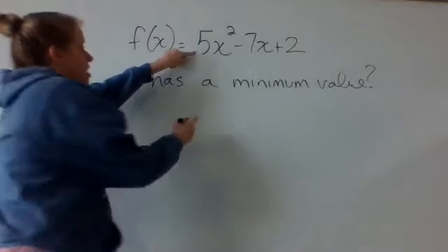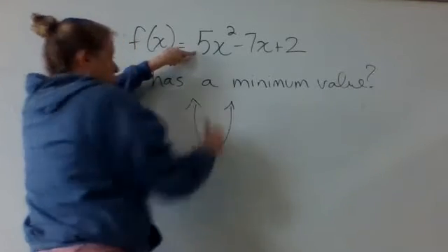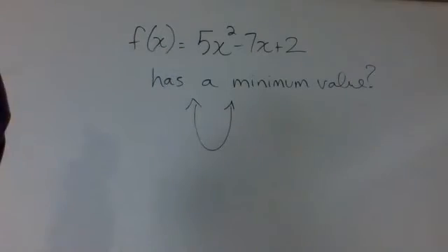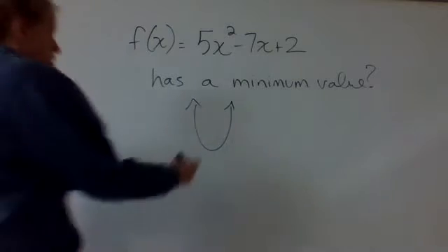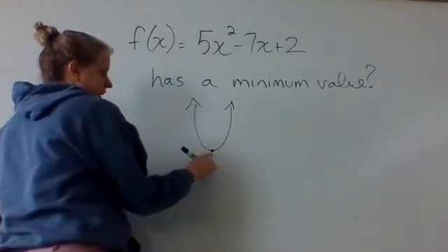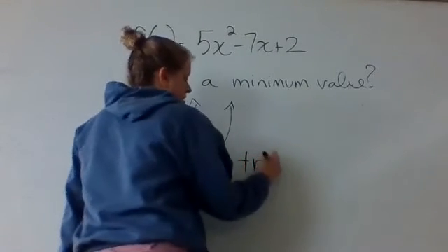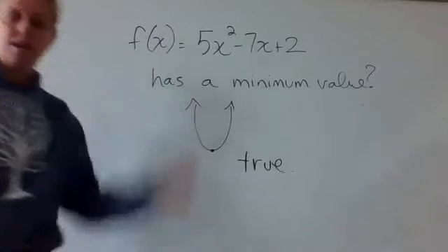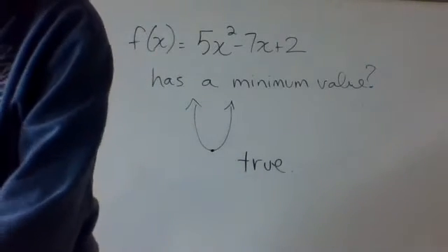Well, the x squared is a positive number, which means your parabola will be right side up, which means, yes, its vertex is at the minimum. So that is a true statement, right? It would be at the bottom.